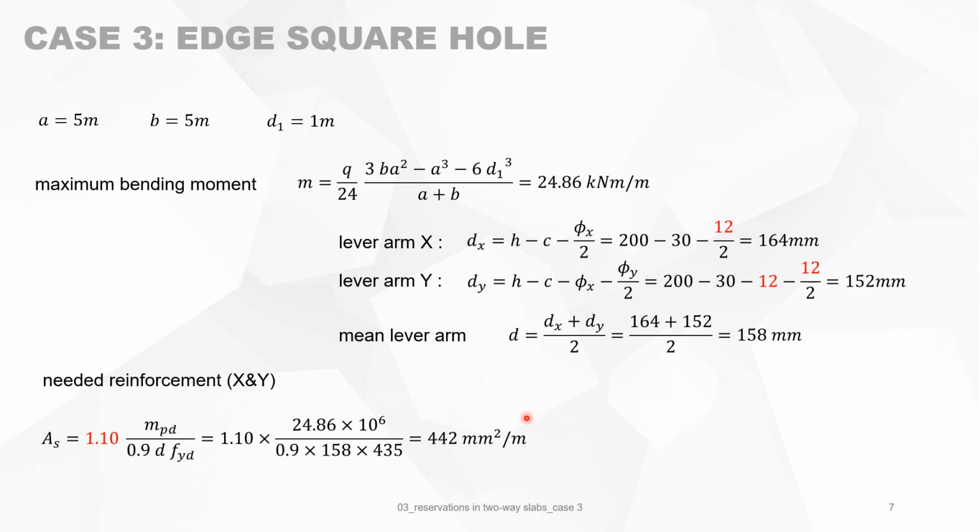The needed reinforcement is then given by this formula, and we have 442 square millimeters per meter. This means a diameter 12 every 250 millimeters, or 4 rebars per meter, which gives you 452, so which covers the needed reinforcement.